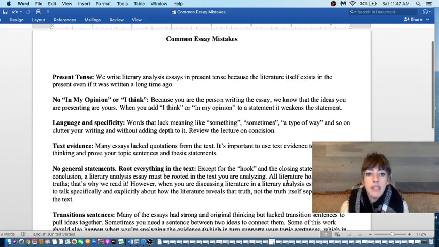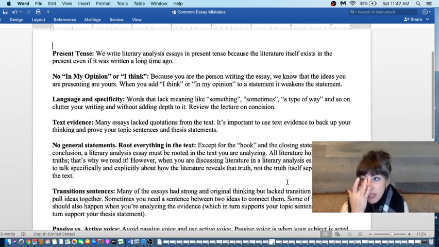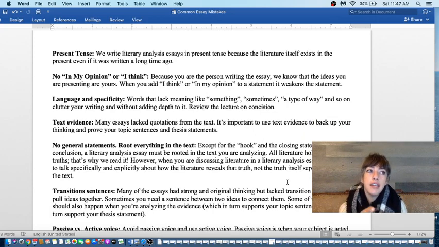All right, language and specificity. This one was a little bit harder to come up with examples for, but a lot of you are doing this in your essay. You're using vague language that doesn't mean anything. Every time you did it, I pointed it out. So I'd highlight it and say, choose a different word, choose a stronger word, choose a word with meaning and more impact. This goes back to the mini lecture I gave you on concision. We don't want to use extra words.